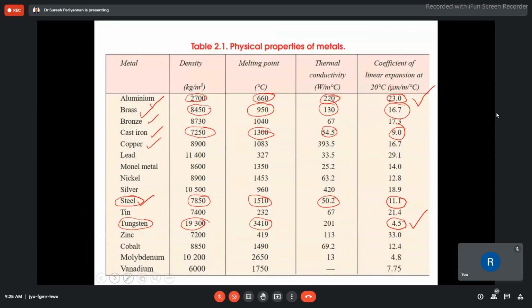The weight ratio, aluminum is less. Even a 3,400 degrees melting point doesn't matter, because inside our engine we are not going to reach 3,000 degrees Celsius. So why should I go for that material? Hence, I can prefer the low weight and appropriate temperature material. It's enough to fulfill my application. Okay.